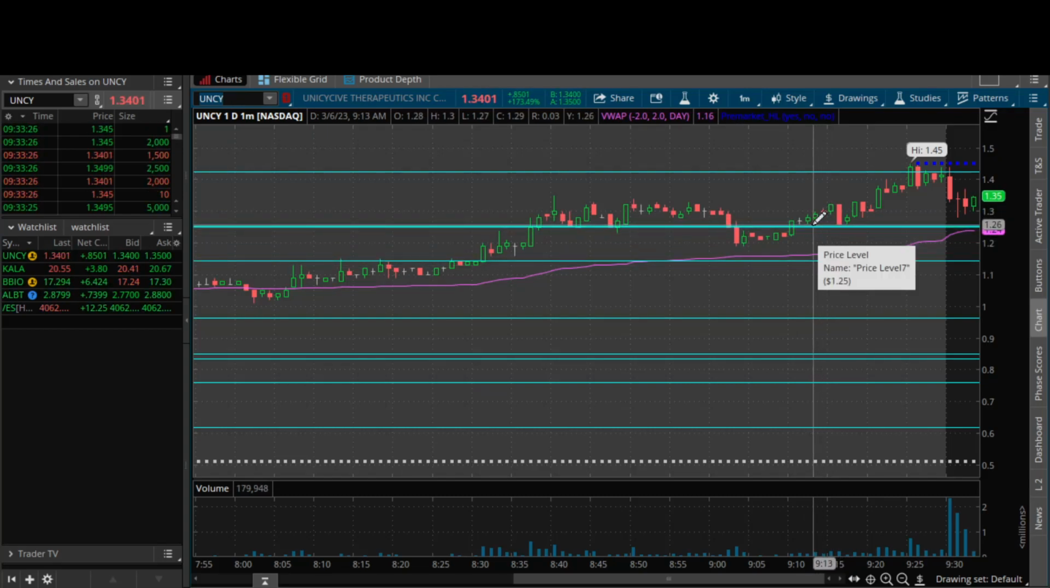And I know you guys are asking for some more Forex charts. I'll get to those in a second, but I'm going to keep my focus right here at the moment on this UNCY, because we are getting pretty close to this level of support.